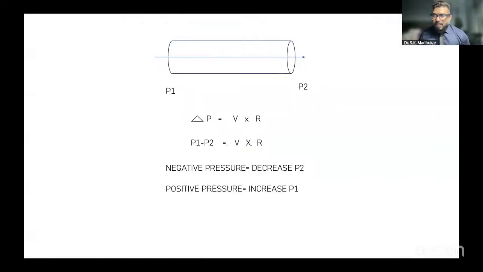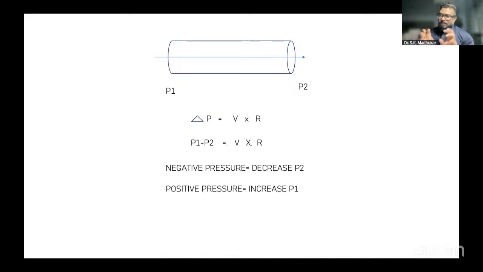For this, I'll have a very simple example. Let's assume there is a tube, and through this tube, we want to pass a gas, any air. Now, at one end of the tube, suppose there is a pressure, we call it P1. And at the other end of the tube, there is a pressure, we call it P2.